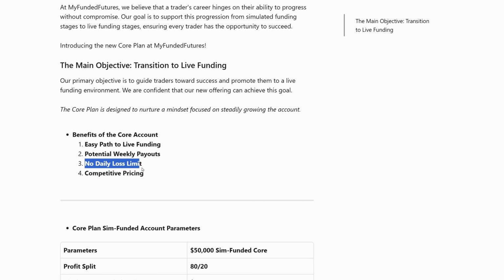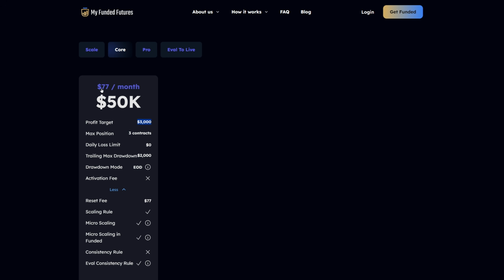No more daily loss limit. So if you hate the daily loss limit, you know what? Poof, it is now gone. And it says competitively priced. And we can clearly see at $77 with no discount. But like I said, right now you can get that account for $66.